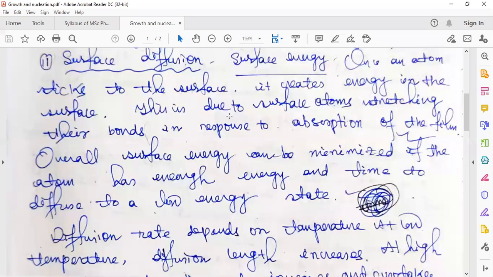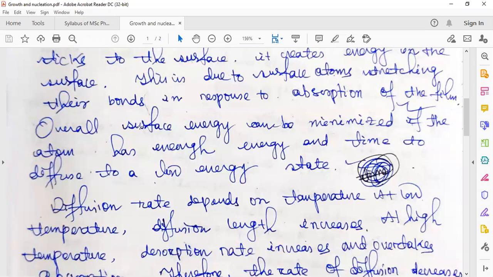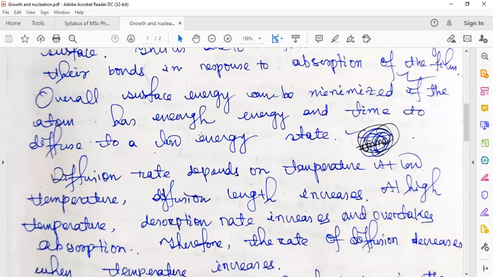This is due to the surface atoms stretching their bonds in response to the absorption of the film. Why? Because the surface atoms want to accommodate on the surface of the substrate. The atoms will try to accommodate on the surface of the substrate, and that's why this surface energy will be generated. The surface energy can be minimized if the atom has enough energy and time to diffuse to a low energy state.